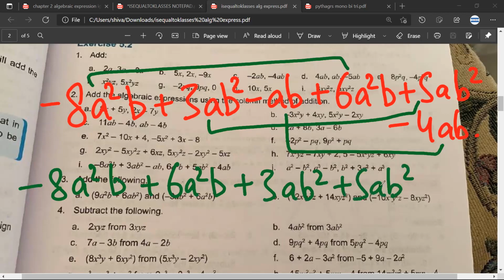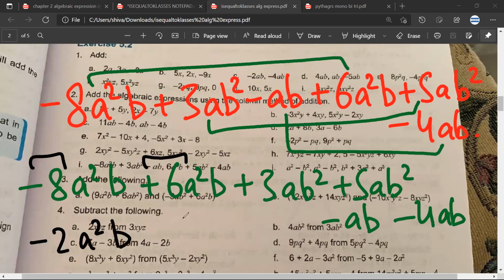आपको समझ आ गया कि लाइक टर्म्स और अनलाइक टर्म्स क्या होती है? ये समझ आया या नहीं आया? समझ में आया सर. Okay, Mr. Arman, what will be the final answer? So we'll get 2a square. बेटा ये -8 है, ये +6 है. Oh yeah, sir, sorry, -2a square plus 8ab square.